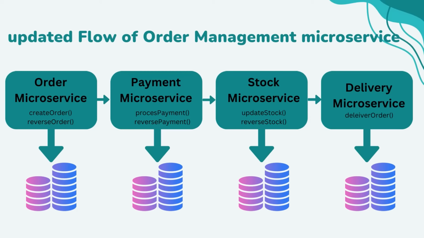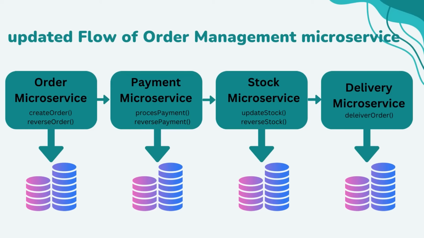The order microservice has create order to place the order and reverse order for reversing the order. The payment microservice has process payment and reverse payment, same for the stock microservice. The delivery microservice, as you can see, has only one method, deliver order, and if it fails here, then it will automatically call reverse stock. When I write the code, I will obviously show you in detail.